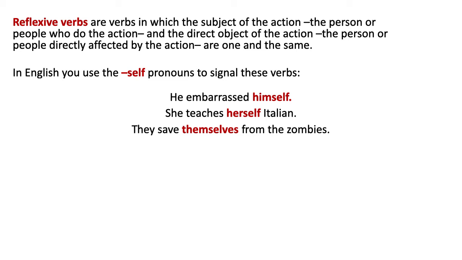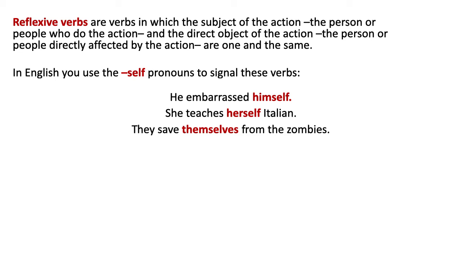A final example, I've been watching some zombie movies lately, so this is what I came up with. They saved themselves from the zombies, right? No one else is saving them. There's no contingent of the army coming to save them, no policemen, no saviors at all. They are the ones saving themselves. They are the ones that save, and they are the ones being saved. The subject and the direct object of the action are the same.